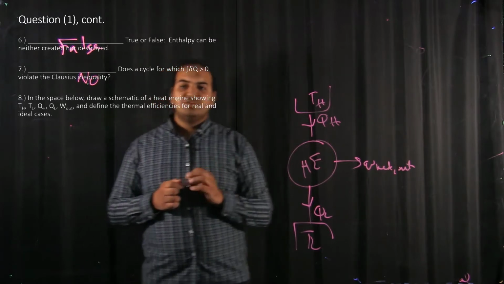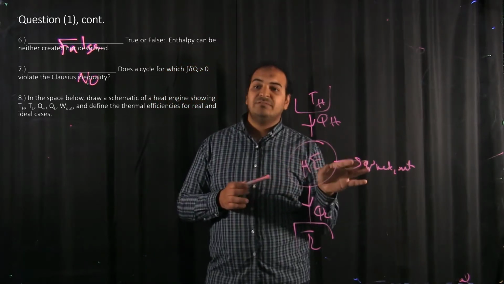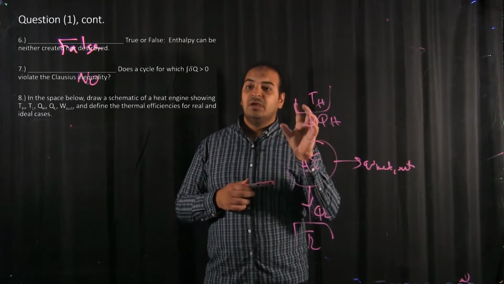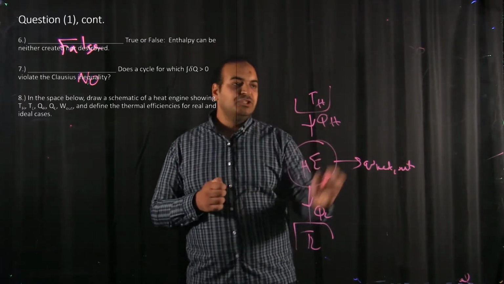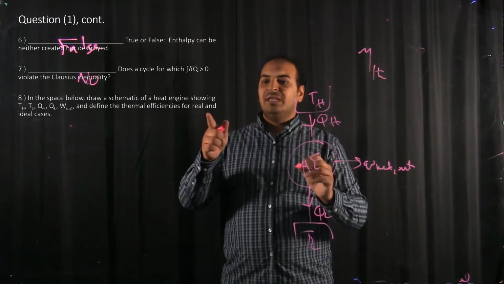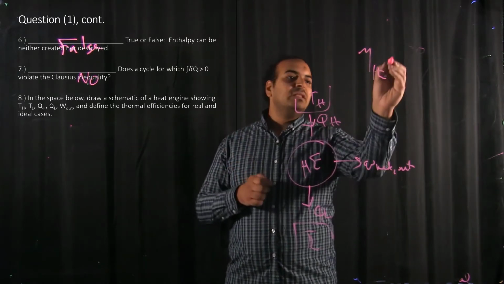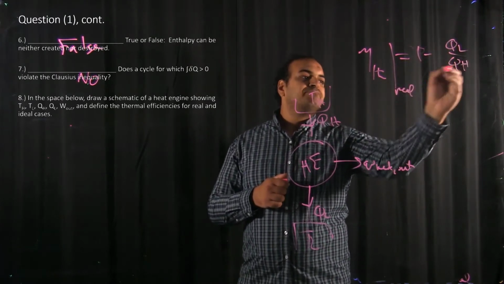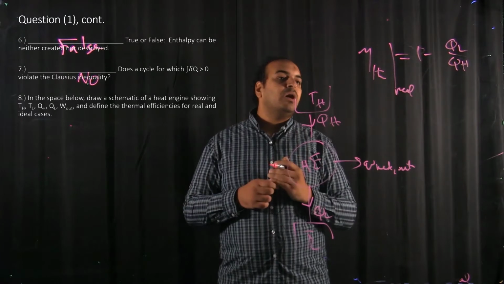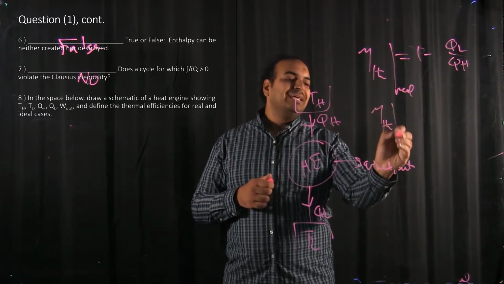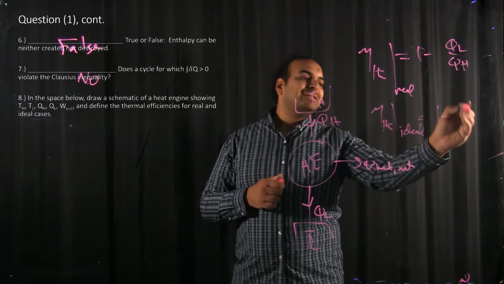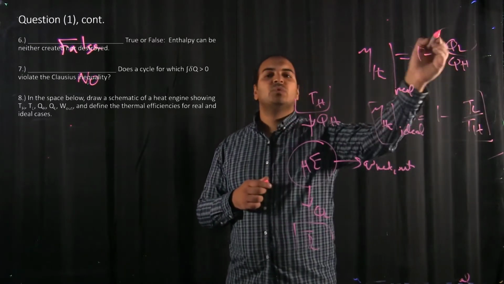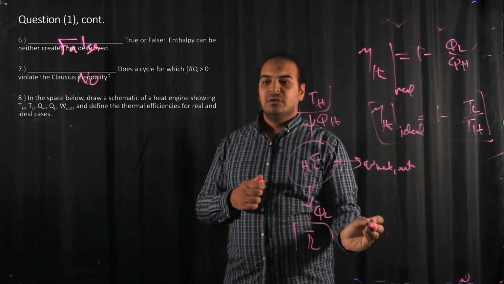Define the thermal efficiency. Remember, this problem can be totally different. I can ask you about a refrigerator, I can ask you about a heat pump. So remember, focus on what you are drawing. So for the heat engine, eta thermal, for real and ideal. For real, it's 1 minus Q low over Q high, or W net out over Q high. Eta thermal ideal, which is Carnot, is 1 minus T low over T high. This is only if it's Carnot. This is always correct.